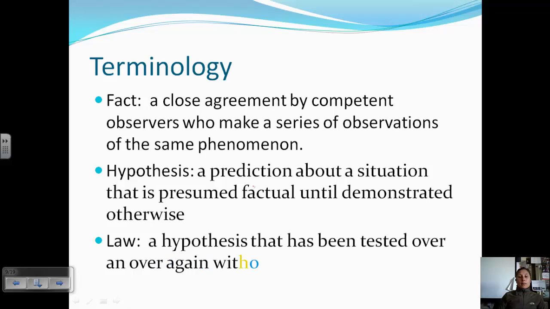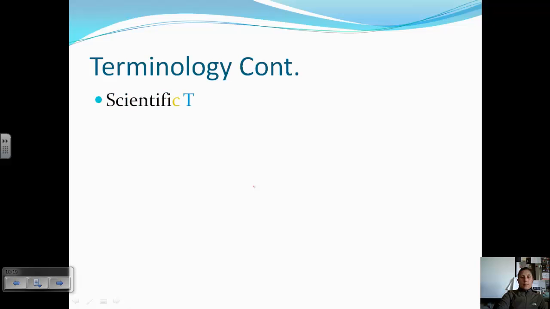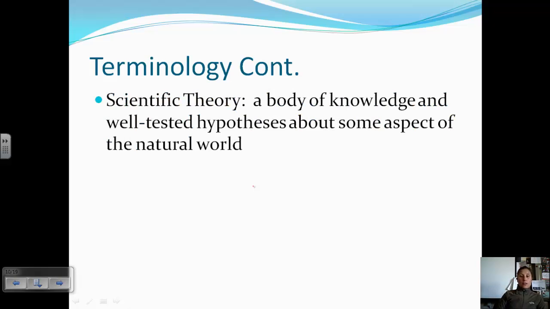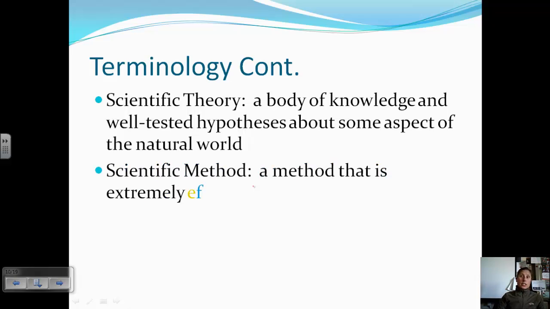Sometimes these can become laws. A law is a hypothesis that has been tested over and over again, and no contradiction has been found. From here we have a theory. A theory is a body of knowledge and the hypothesis about some aspect of the natural world. The theory of evolution is one. That's quite popular and controversial.